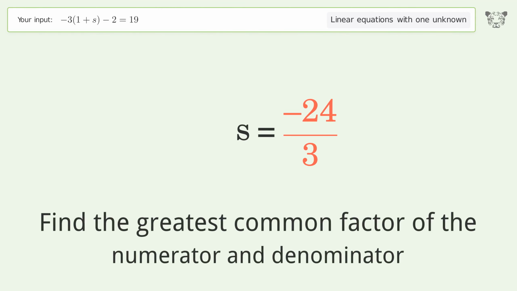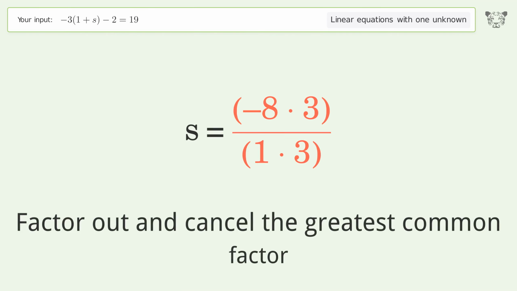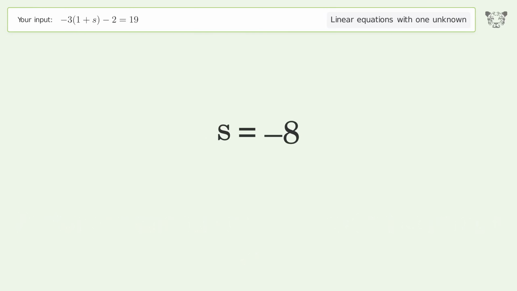Find the greatest common factor of the numerator and denominator. Factor out and cancel the greatest common factor. And so the final result is s equals -8.